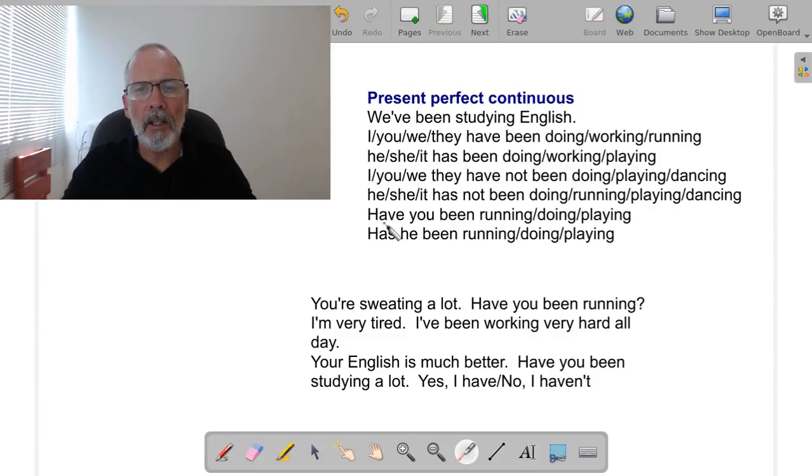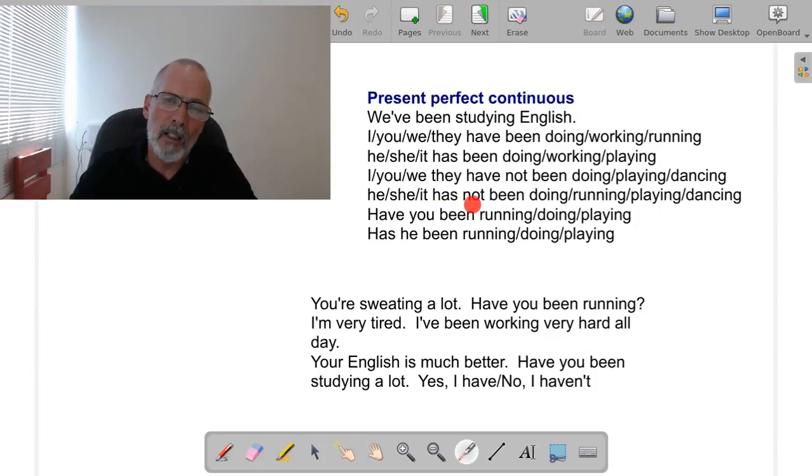To form the negative, we simply need to add the word not after the auxiliary have. Or if it's in the third person singular, we need to add the not after has. So then we would say, I have not been dancing, or you have not been playing. And in the third person singular, he has not been running.